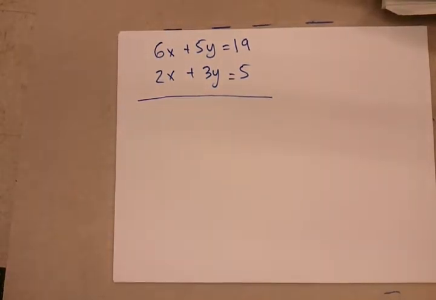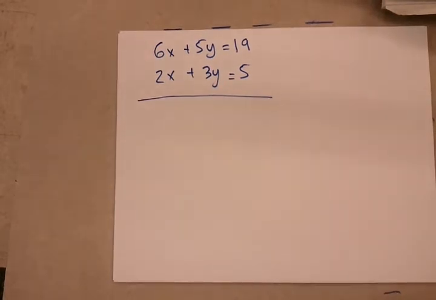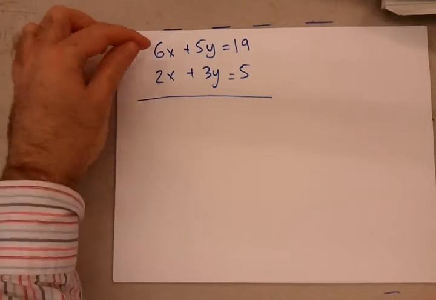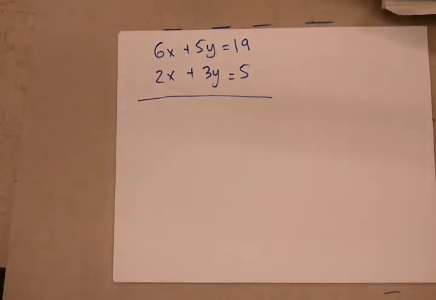So let's take a look at the coefficients of the x and the y. For the x, the two coefficients are 6 and 2. The GCF, or the greatest common factor for those two numbers, is 6. 6 goes into 6, 2 goes into 6. And since the top equation already has that, the 6, all we need to do is modify the bottom one. So the coefficient for x is a 6 there as well, and we'll be able to eliminate.